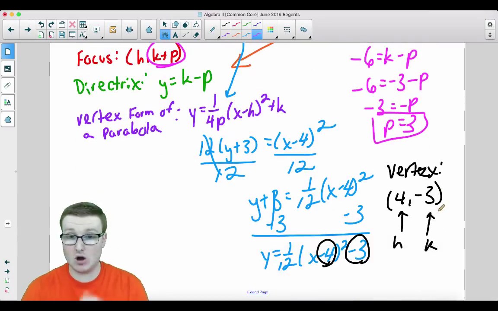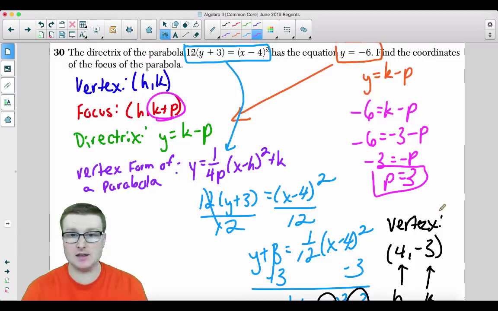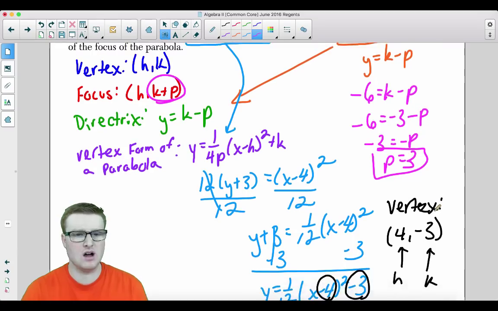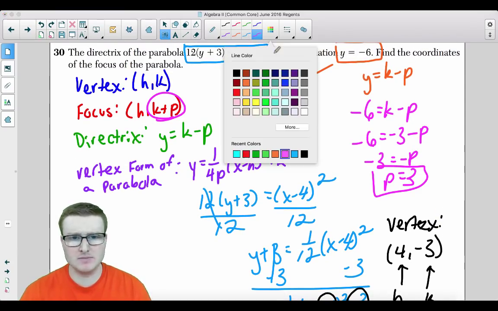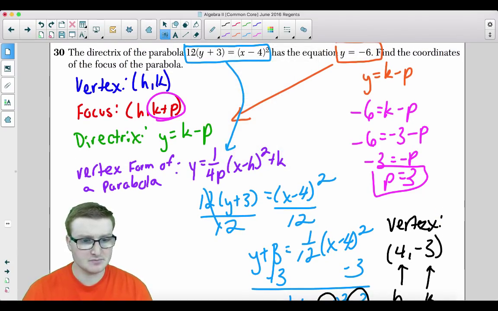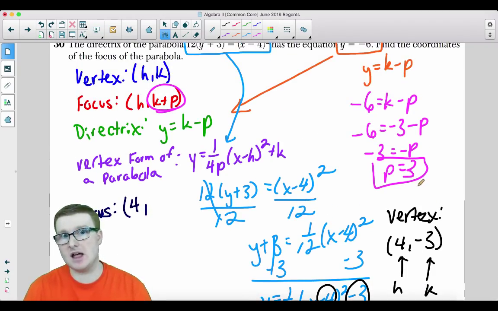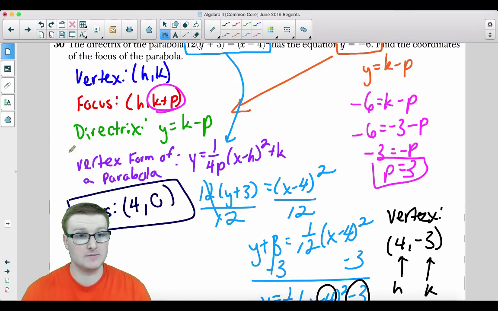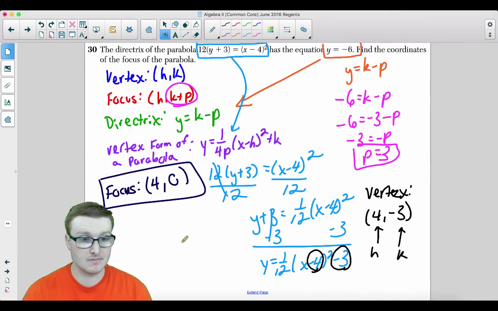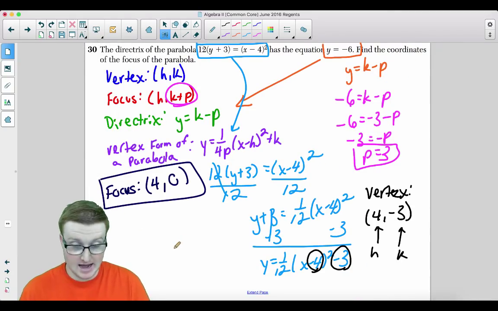We have our p value, we have our h value, we have our k value. Trying to find the focus? Look at this, people. The focus is easy. We just found our h value, which is 4, comma. We got our k value, which is negative 3. We got our p value is positive 3. So negative 3 plus 3 is 0. Your focus is 4, 0. There you go. That's how you do that question. Not too bad. Just have to know your stuff.